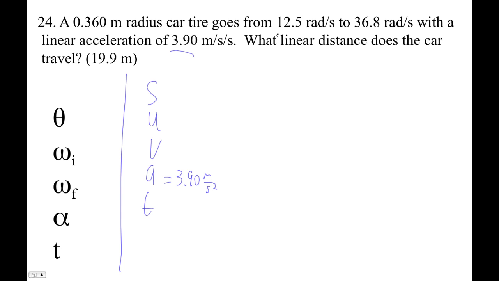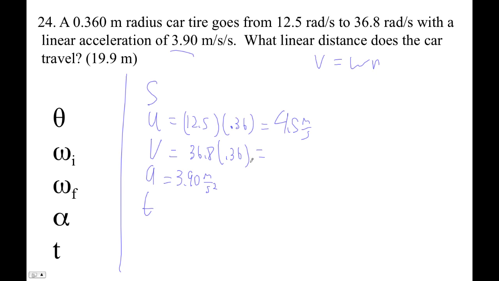And then if the wheels are rolling, right, the initial linear velocity is 12.5, and I'm using velocity is omega r. So I just multiply by 0.36 and I'll get my linear velocity. 12.5 times 0.36 is 4.5. And then the final velocity is 36.8 times 0.36. I'm just getting the linear velocities, right? So 36.8 times 0.36, 13.248.